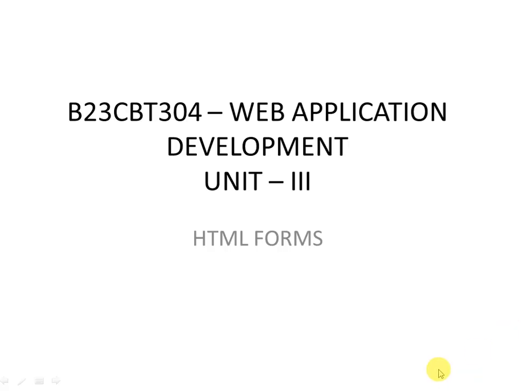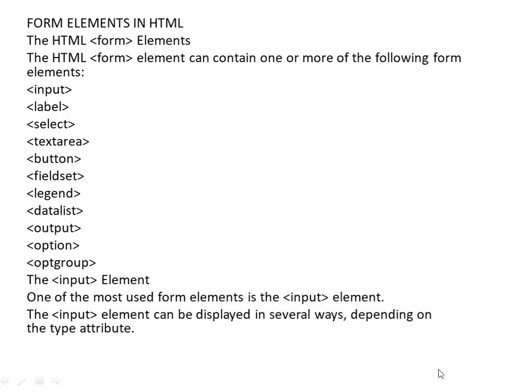So at first we are going to see what are the elements that are needed in the HTML forms. The HTML form element can contain one or more of the following form elements. One is the input, label, select, textarea, button, fieldset, legend, datalist, output, option, and then optgroup. These are some of the elements that are found in the HTML forms. We can use the elements according to our need in our form.